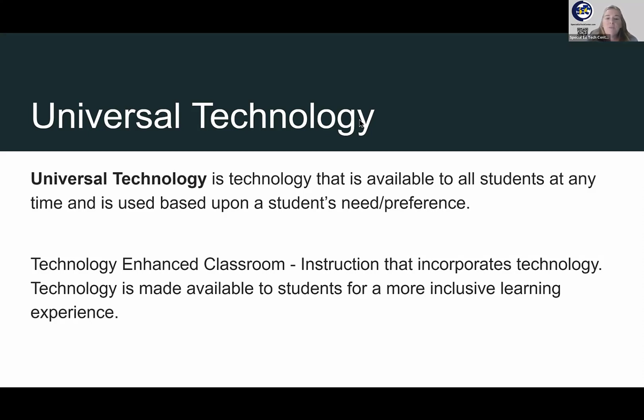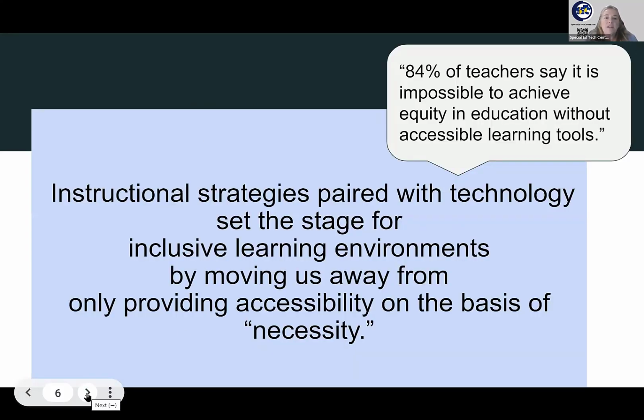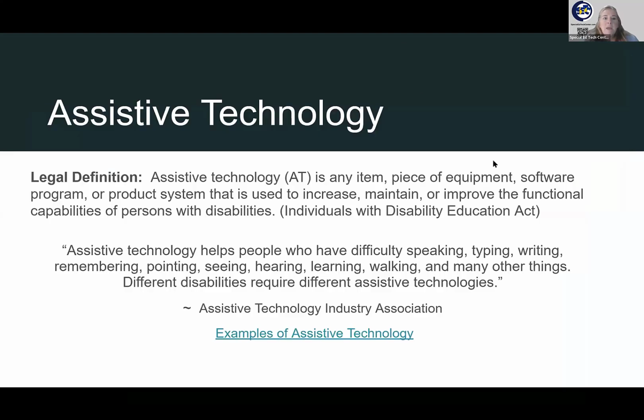because it's just available. You might also hear the term technology enhanced classroom. That's been around a long time, and that's where you're using technology for instruction and also just having a technology rich environment that's more inclusive. And so that technology that's available for everyone does differ from assistive technology. We want to encourage that universal technology availability, because when we have instructional strategies paired with that technology, then it really sets the stage for inclusive learning environments. And then it keeps us from just providing accessibility on the basis of necessity, and more kids have access to the tools. But when it comes to assistive technology, we really do have a legal definition.